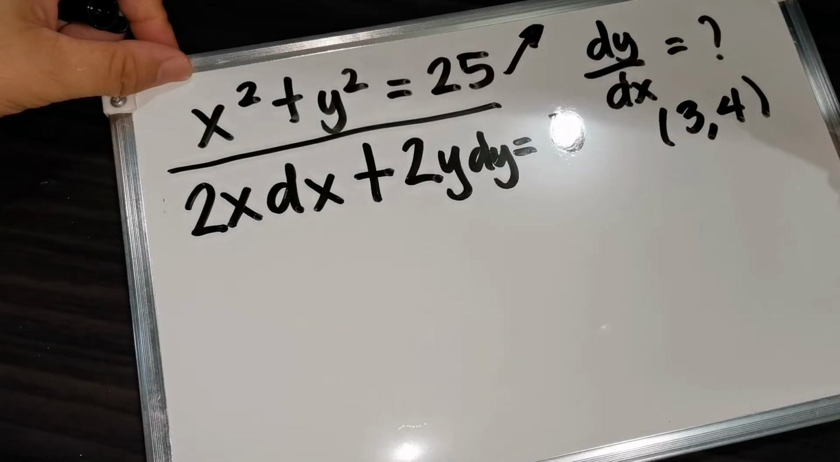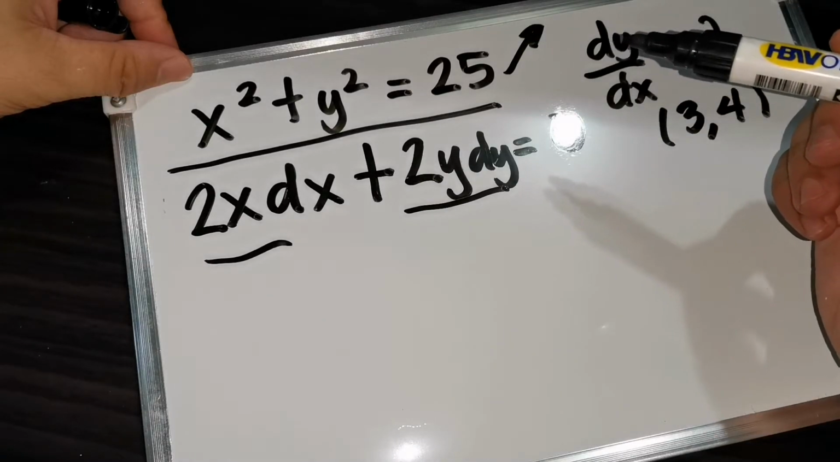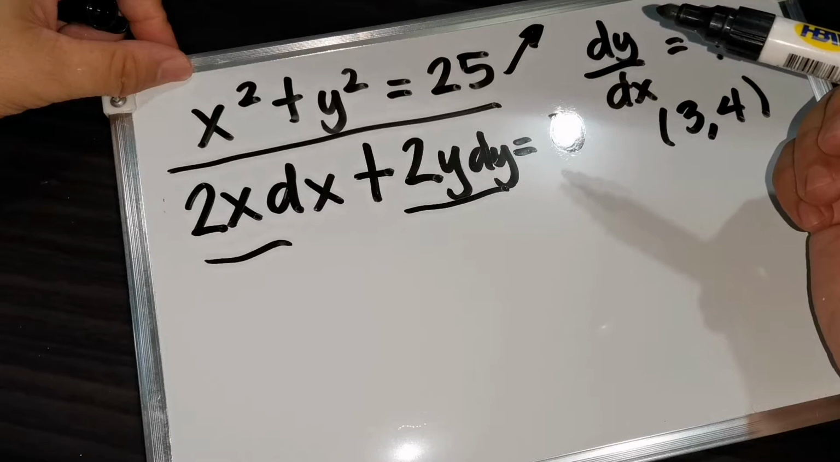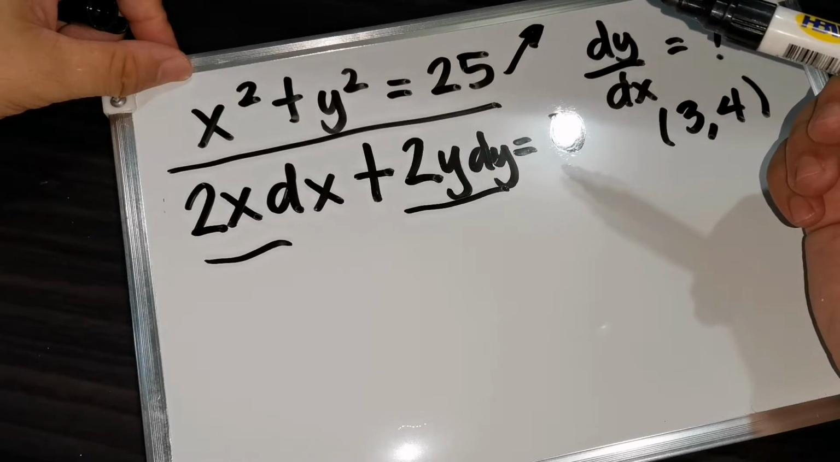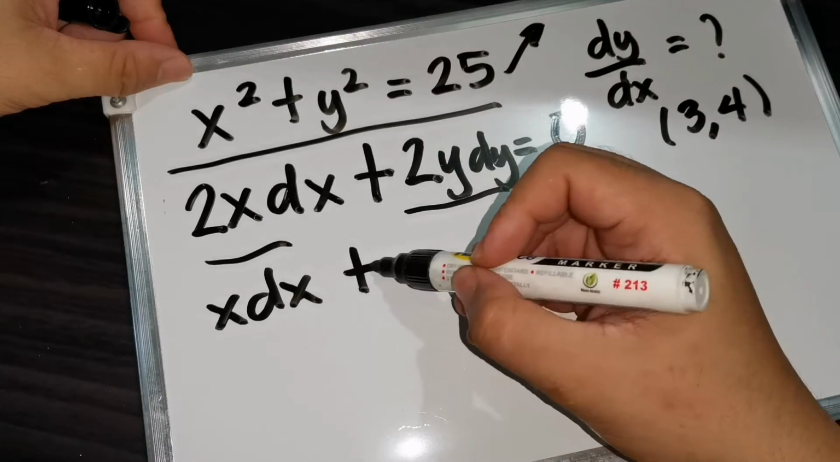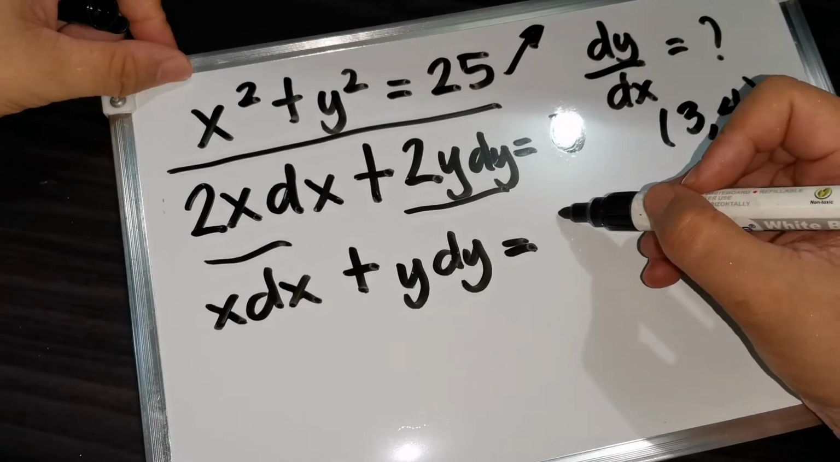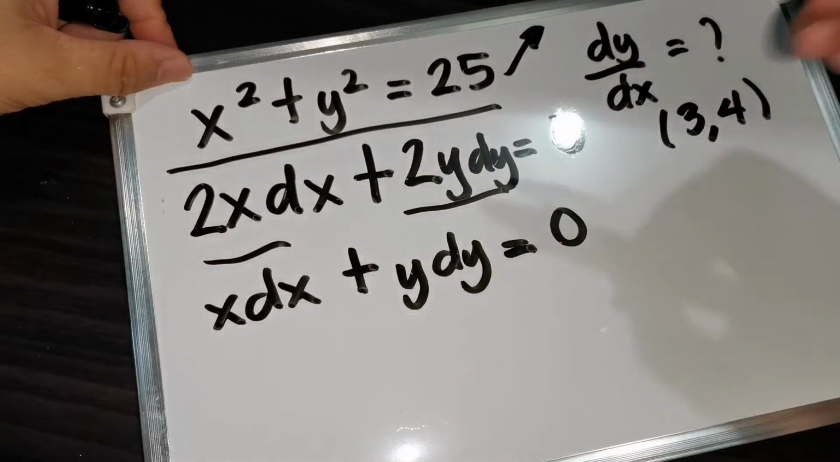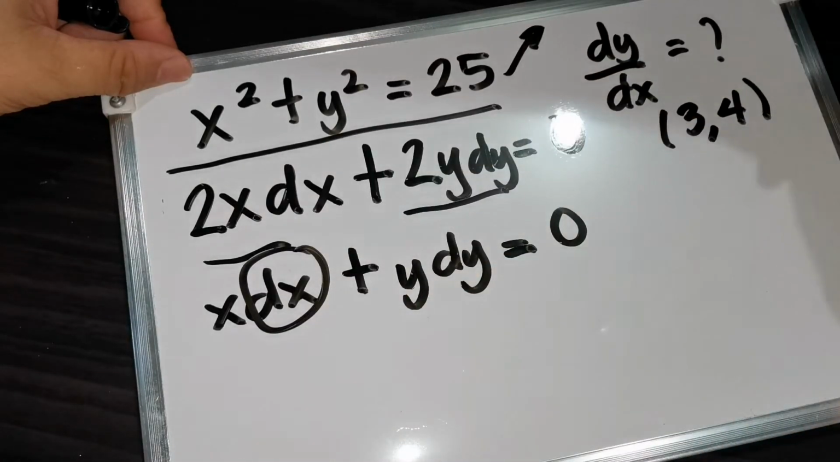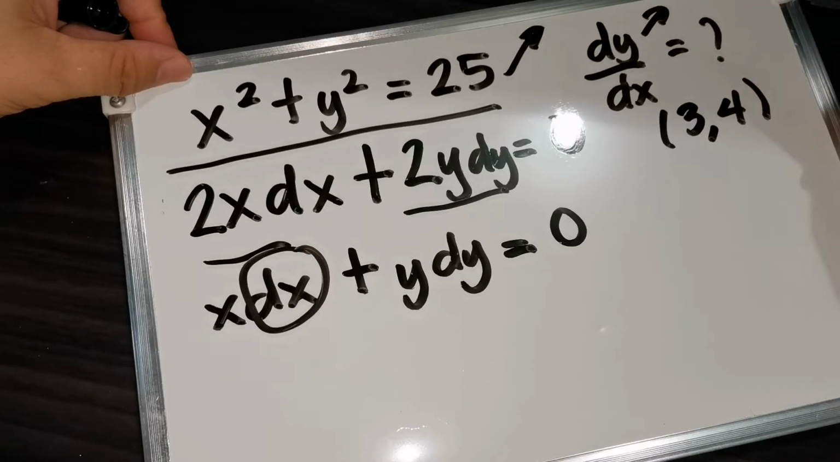Now, if we assess the first term and the second term, they are divisible by 2. So we can simplify this equation by simply dividing the entire equation by 2. That will be x dx plus y dy is equal to 0. For us to eliminate the dx here, and since we're asked to find the value of dy over dx, we need to divide the entire equation by dx.